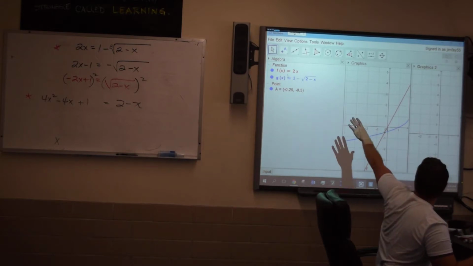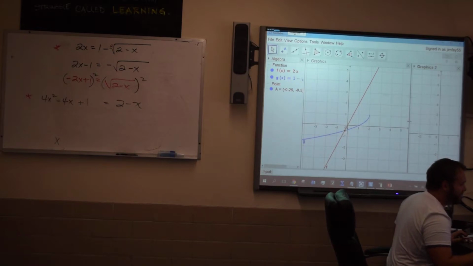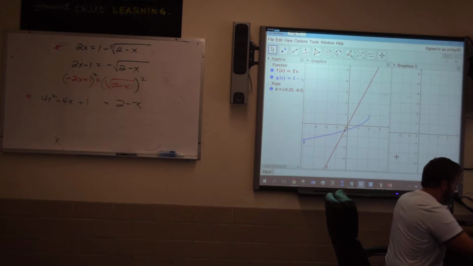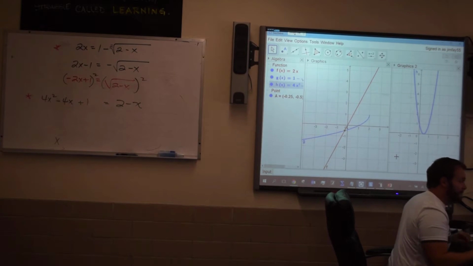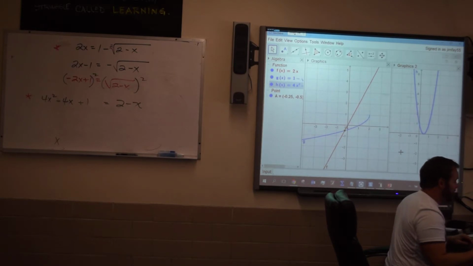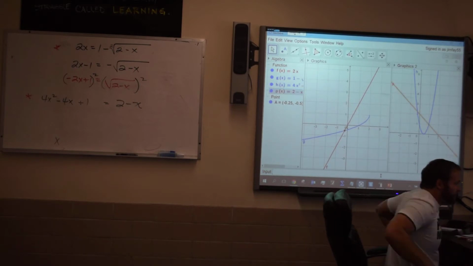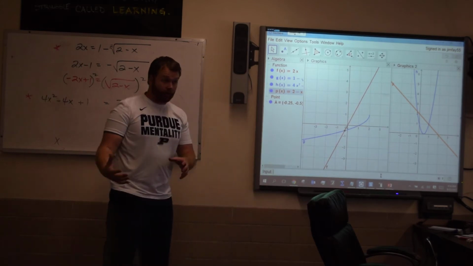Alright, so those two things are the original problem we had. Set them equal to each other, we get that intersection point. Now, after squaring, we have developed 4x squared plus or minus 4x plus 1. We get that parabola, right? And now, with the other side of 2 minus x, we get that line right there. Okay? Solutions are where the curves intersect, right?